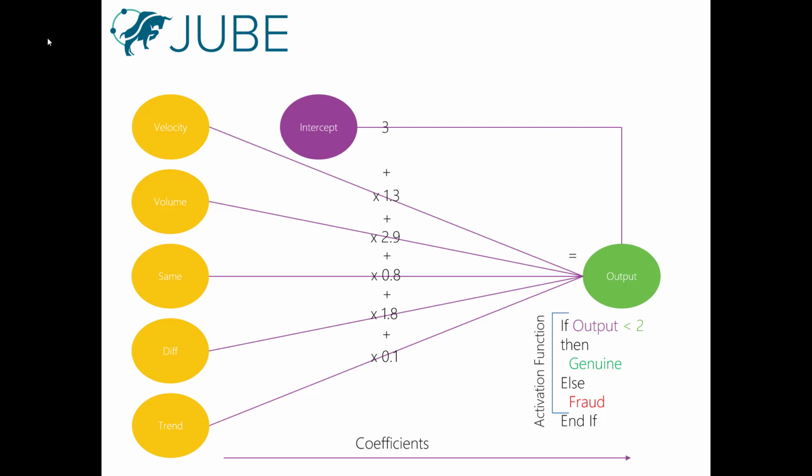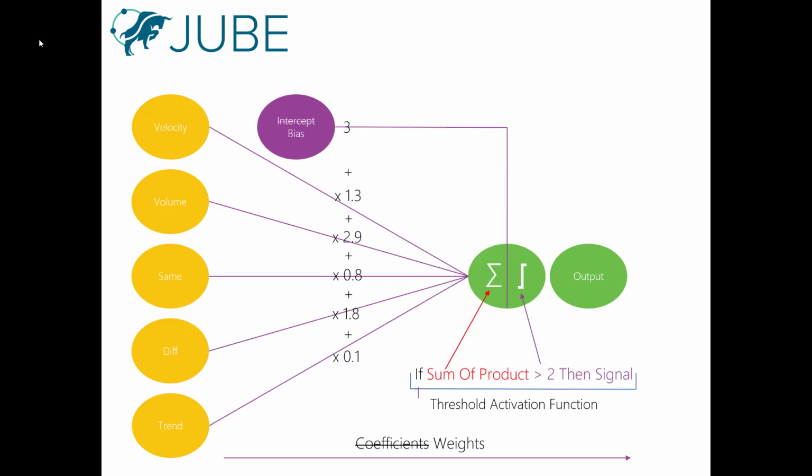Here is a visual depiction of a regression model. On the left-hand side, we have abstractions. Each abstraction is being multiplied by a coefficient and added to an intercept to create an output. If that output is greater than 2, it's considered fraud. It's classified fraud. Else it's considered genuine. It's classified genuine. Neural networks are very similar, except the nomenclature changes somewhat.